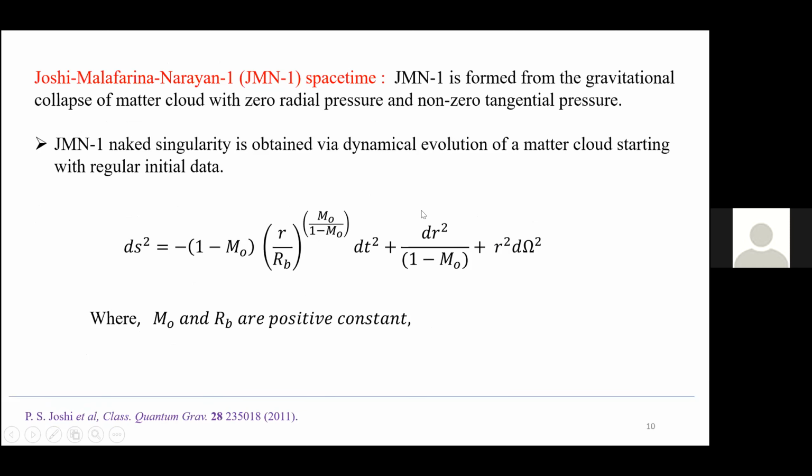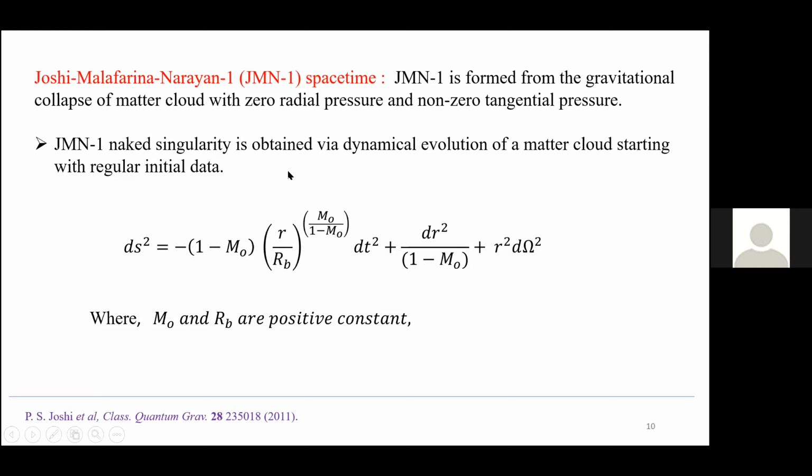So now I am going to talk about one of the solutions of the gravitational collapse, and it is the equilibrium state of the gravitational collapse. It is known as the Joshi-Malafarina-Narayan naked singularity, and it is formed from the gravitational collapse of a matter cloud with zero radial pressure and non-zero tangential pressure. It is also obtained via the dynamical evolution of a matter cloud, starting with some regular initial data.